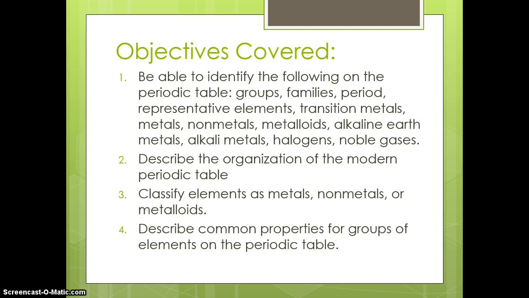Of your objectives for the unit, we're going to focus in this lecture on the first four. So the first one deals with a lot of terms used to describe parts of the periodic table and how it's arranged. Also some of the names for different groups. You will be able to describe how we organize the modern periodic table. We'll classify elements based on their location as metals, nonmetals, or metalloids, and be able to talk about some of the typical properties for certain groups on the periodic table.